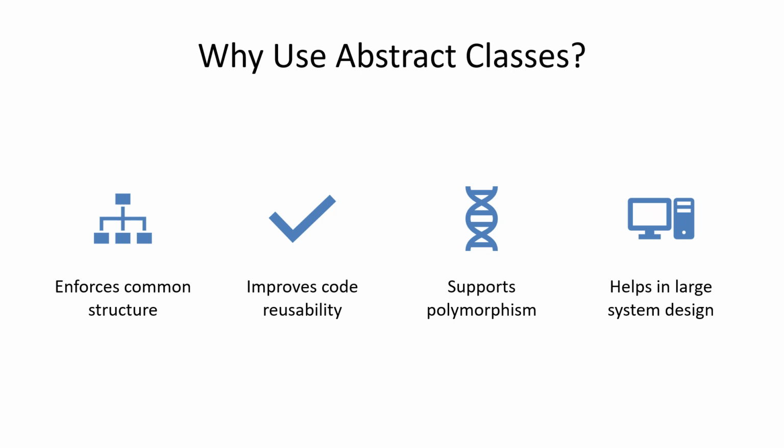Let us now understand why abstract classes are used. First, they enforce a common structure. All derived classes must follow the same function pattern. Second, they improve code reusability. Common logic can be written once in the base class. Third, they support polymorphism. We can use a base class pointer to call derived class functions. Finally, they help in large system design. In real-world applications, abstraction helps organize code properly. So abstract classes are not just theory, they are widely used in software development.